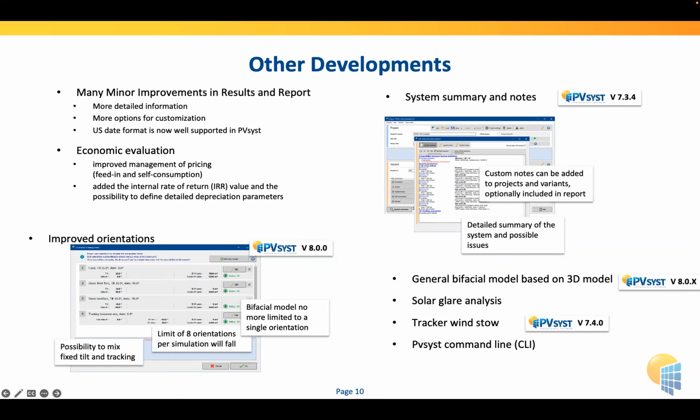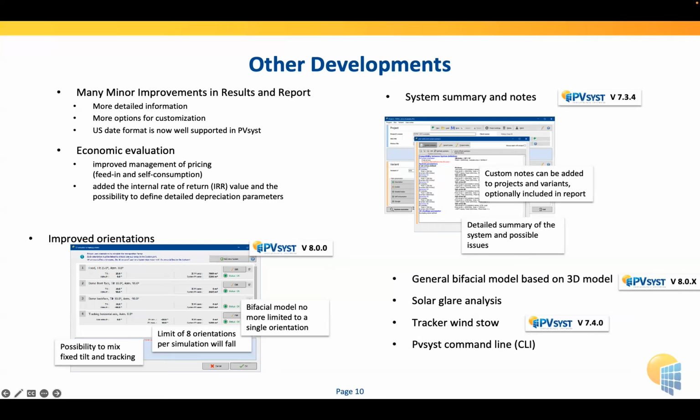So one important improvement that we'll be doing is related to orientations. This will be PVsyst version 8, which is foreseen for later this year or beginning of next year at the latest. Right now in PVsyst, you have a limitation of 8 different orientations that you can have in a simulation. You cannot mix trackers with fixed tilt. If you make a bifacial simulation, you can have just one orientation. All these restrictions will go away with version 8. So you will be able to have as many orientations as you like.